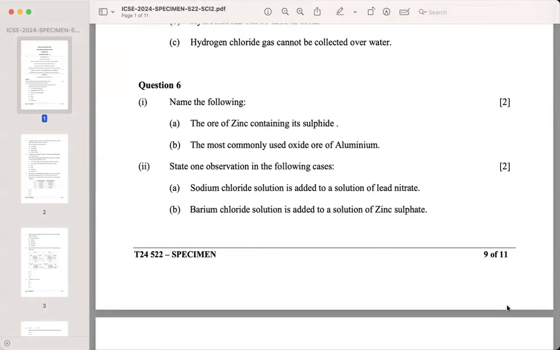Question 6, name the following. First part, the ore of zinc containing its sulfide, zinc sulfide or zinc blende. The most common oxide ore of aluminium, it is bauxite. State one observation in the following cases. Part A, sodium chloride solution is added to the solution of lead nitrate. So the observation will be a white precipitate is formed. In the second part, barium chloride solution is added to the solution of zinc sulfate. Again, the answer will be a white precipitate is formed.